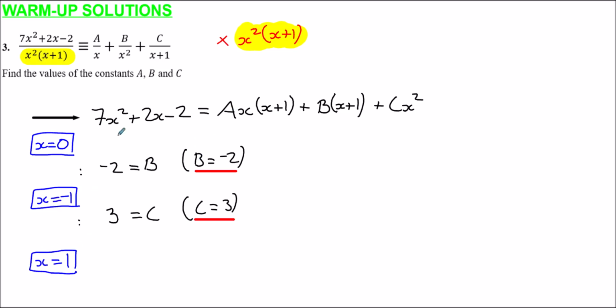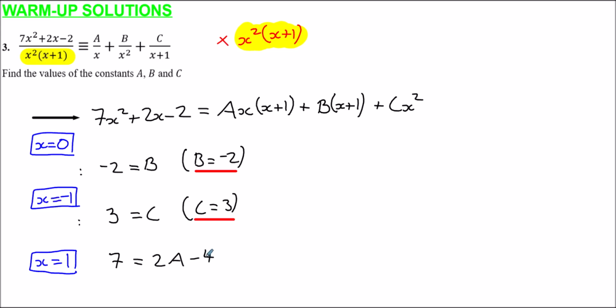But if x is 1, the left-hand side becomes 7 plus 2 minus 2, which is just 7. Over here, a times 1 is just 1a. 1a times 1 plus 1, which is 2, gives us 2a. So I've got 7 equals 2a. Now b, brackets 1 plus 1, is the same as 2b, but b is minus 2. So minus 2 multiplied by 1 plus 1, which is 2, gives us minus 4.